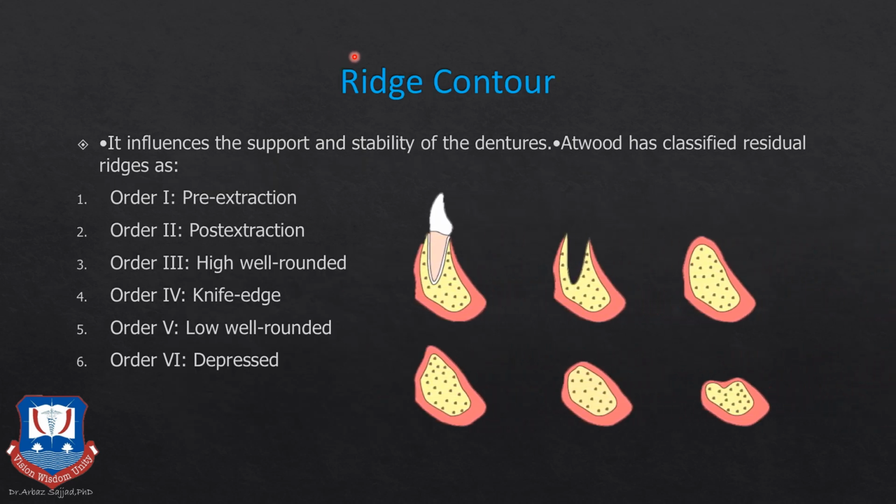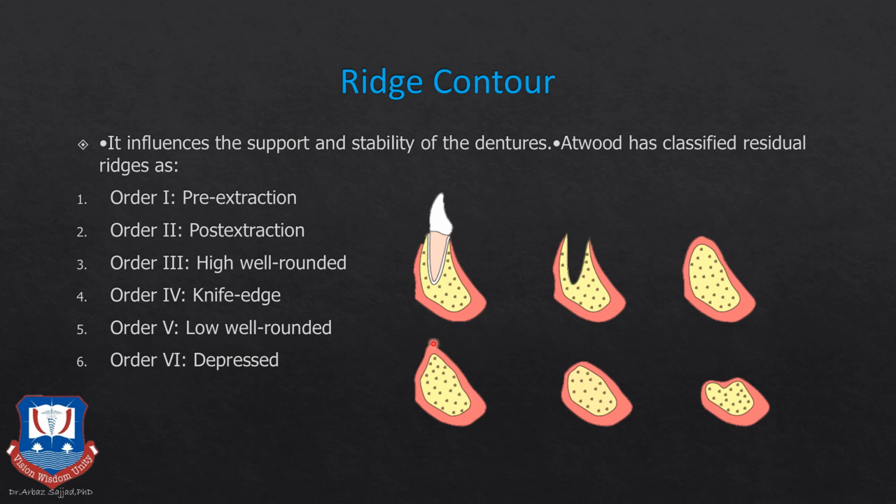Now coming to the ridge contour. A ridge contour will ultimately influence the retention and the support and stability of the denture. Class 1 is pre-extraction, that is, before extraction, what is the ridge form. Class 2 is immediate post-extraction. Class 3 is high well-rounded ridges. These are ideal for denture retention as well as stability.